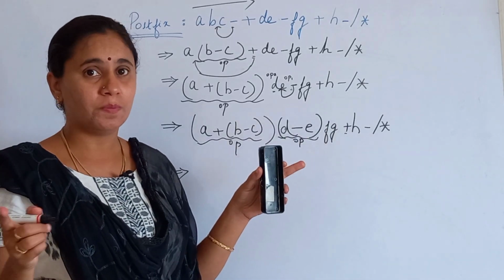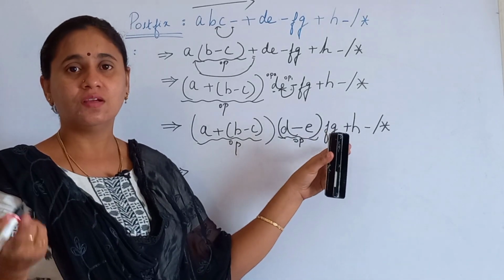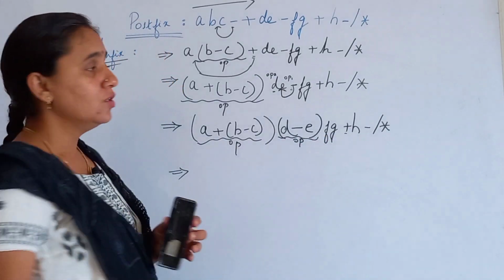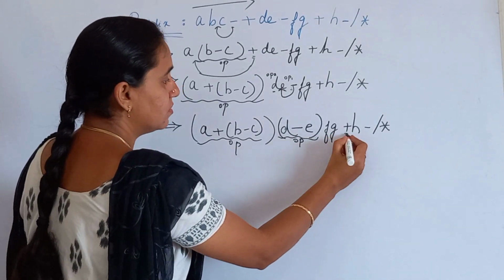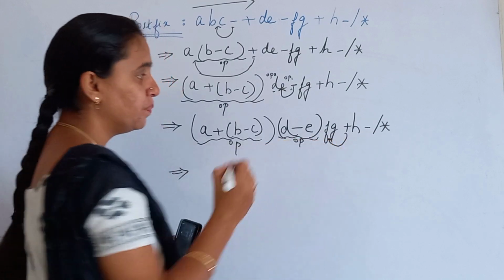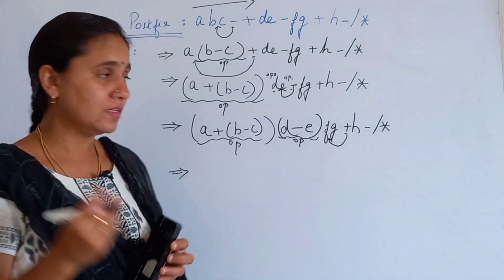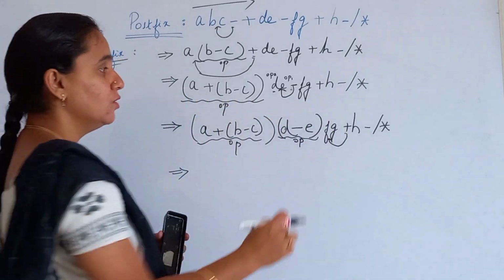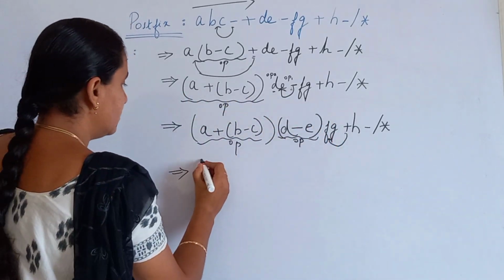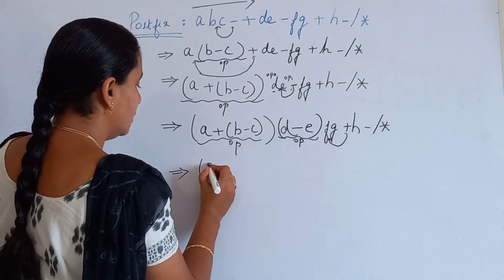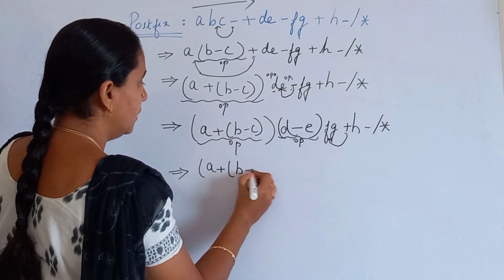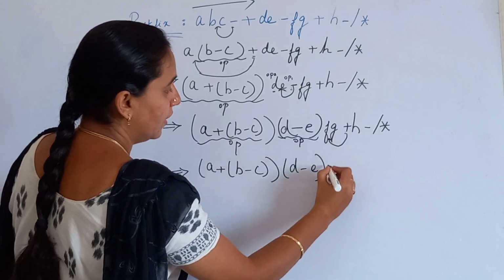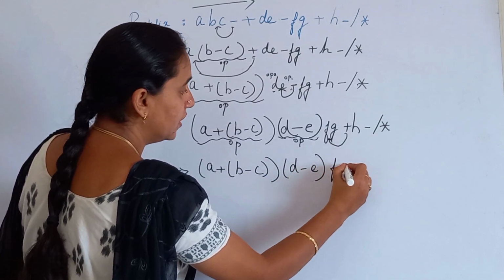Plus is your next operator, isn't it? So now we are going to insert the plus operator to the nearest operand. The nearest operand of this is G. So G is the operand present next before that of the operator plus, so shift it. Write the remaining expression as it is: A plus B minus C, then D minus E, where you will get F plus G.